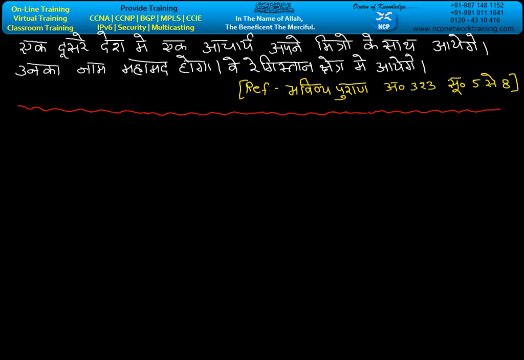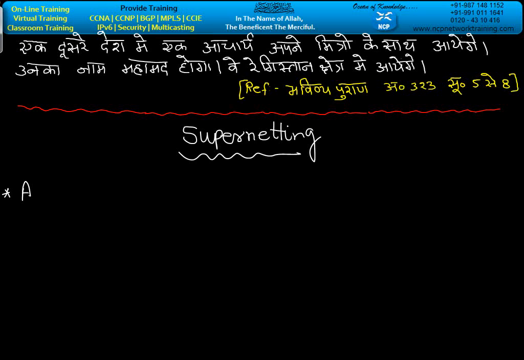Our next topic is supernetting. Supernetting. Point number 1.